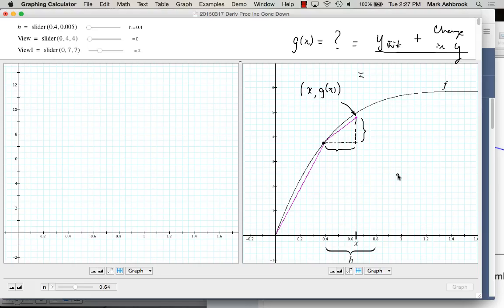So what would Y initial be in this picture? Okay, yeah, so it's going to be the Y value at the start of the current interval, right? So Y initial is going to be the Y value of this point. We're trying to get the Y value of this point. It's going to be the Y value of this point plus the amount of change.